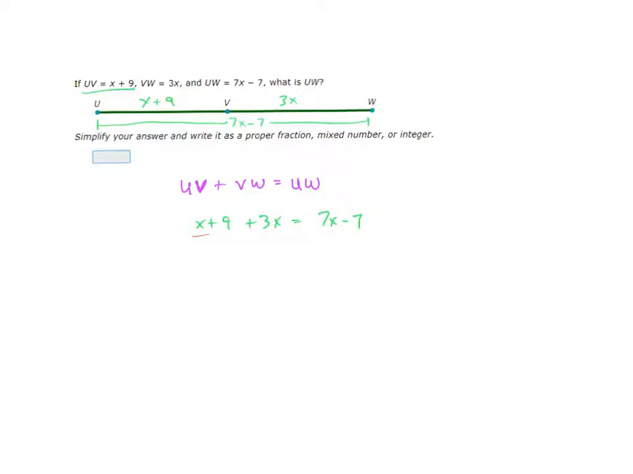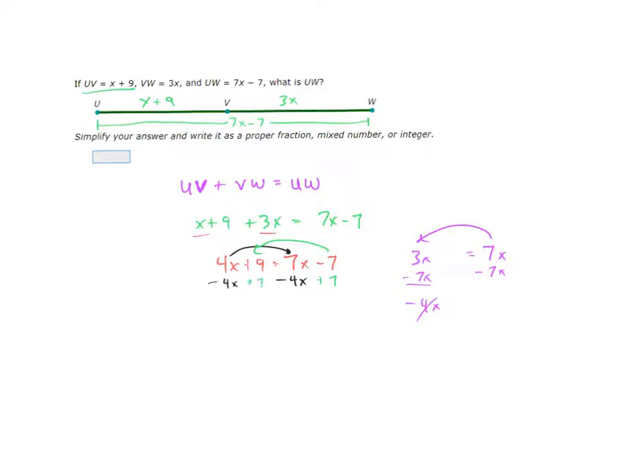We're going to combine like terms: 4x plus 9 is equal to 7x minus 7. We're going to move letters to one side, and I'm going to move to the right because I want to make sure x stays positive. If I move to the left, I have to balance my equation, putting letters on one side and numbers on the other. I would end up with a negative 4x here. I don't want a negative number for my variable. I want to try to keep it positive. So I'm going to move to the right here, and then I'll move to the left with my numbers.